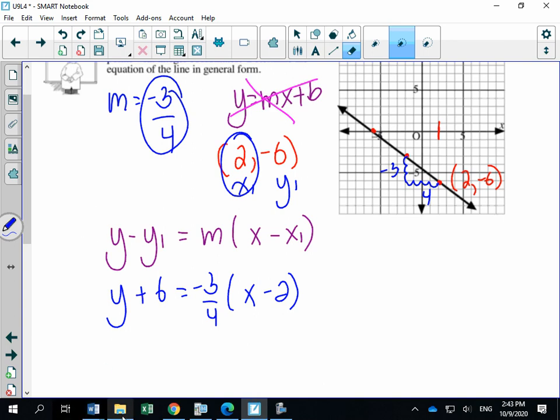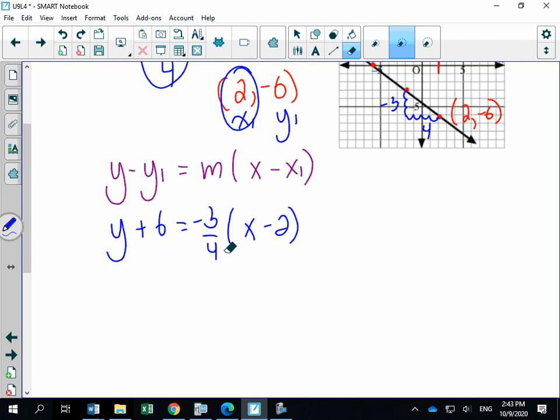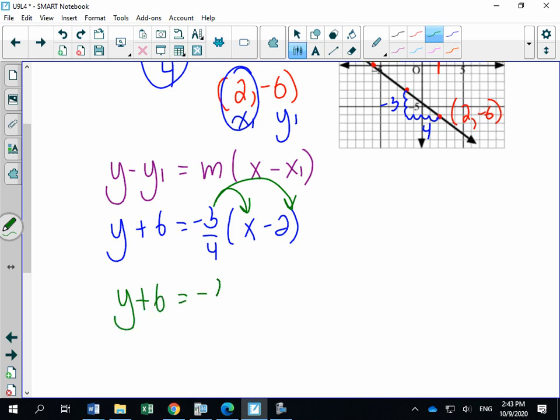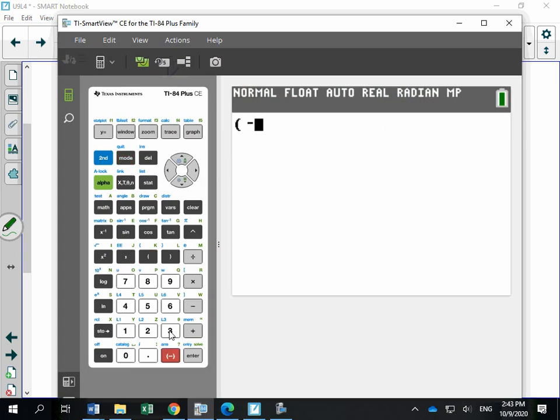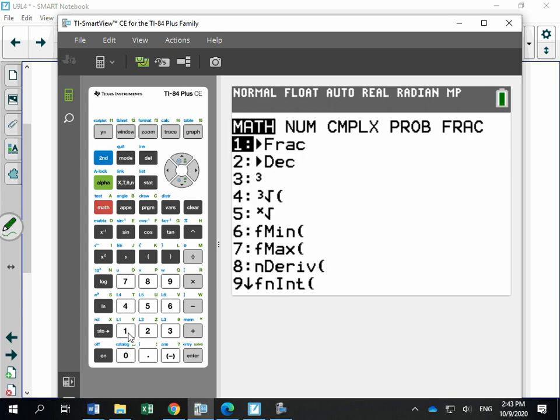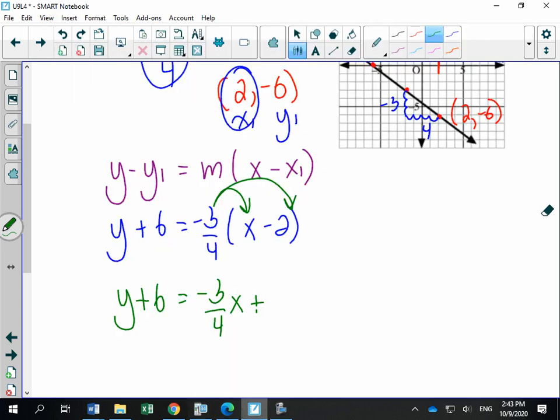Okay, from here, what do we do? We always get rid of our brackets. So to get rid of the brackets, we've got to distribute in that negative 3 over 4. So we would have y plus 6 is equal to negative 3 over 4x. Two negatives are going to make a positive. And what this is, it's negative 3 over 4 times negative 2. So if you need to, you do this on your calculator. Negative 3 over 4 times negative 2. This gives us 3 over 2.